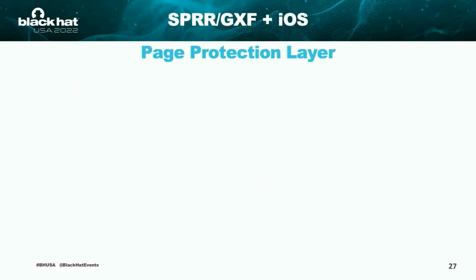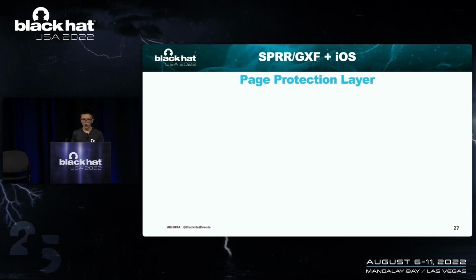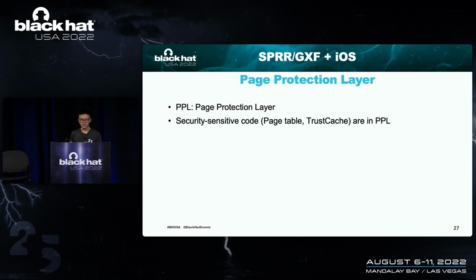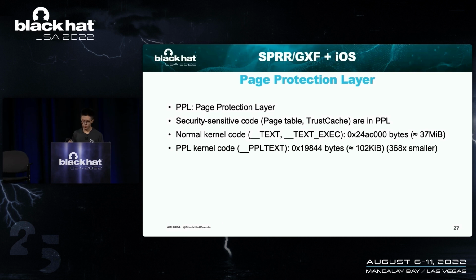Well, Apple has a thing called Page Protection Layer, normally shortened to PPL. This contains security sensitive code. When you compare the size of guarded code and normal code, you can see a large difference. My comparisons show that guarded code is more than 300 times smaller, which means that security sensitive code has less attack surface.